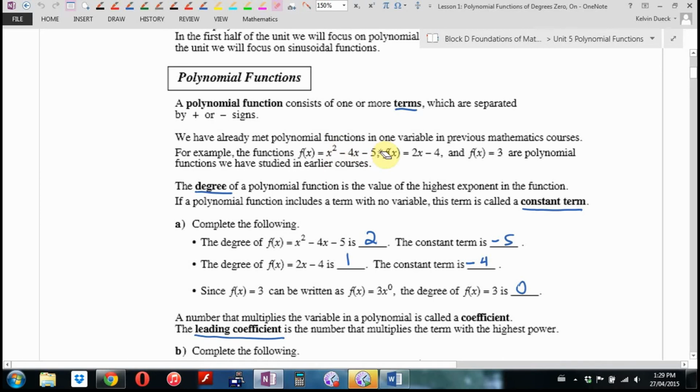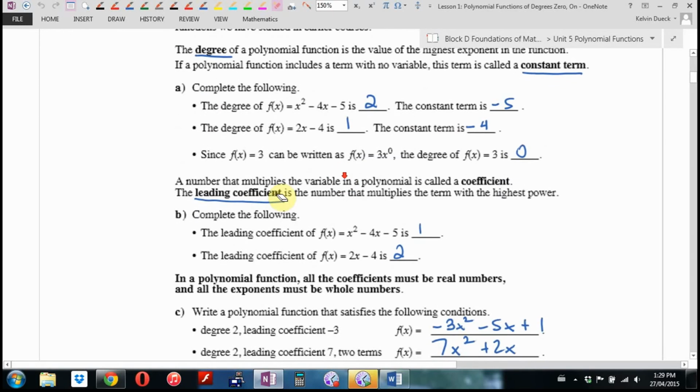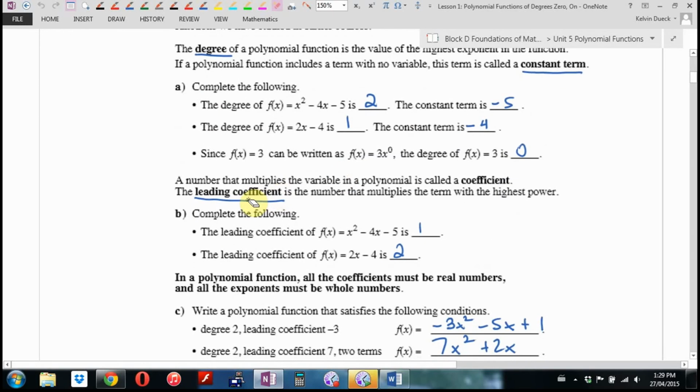0, 1, 2, 3, 4, 5, 6. No negatives. No fractional exponents, because a square root is technically a fractional exponent. Some terminology, we talked about degree. This is very important. You have to be able to tell at a glance the degree of a polynomial. We talked about the constant term. That was the term with no variable, -5 in this case. We talked about the leading coefficient, which I chose to abbreviate LC for the remainder of this lesson because I hate writing out the word leading coefficient.